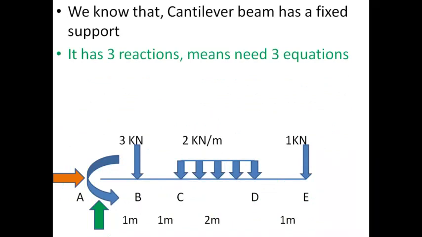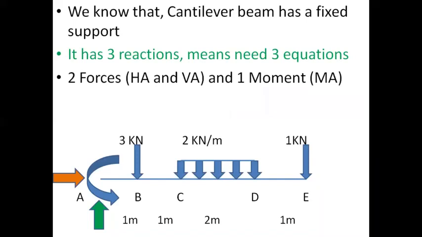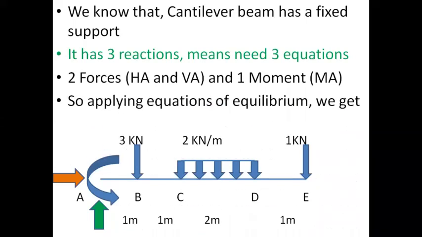Now to find the 3 reactions, we need 3 equations, correct? Which 3 equations should we take? That we already know that the 3 equations are nothing but the equations of equilibrium. Which are the equations of equilibrium? Summation Fx equal to 0, summation Fy equal to 0 and summation moment equal to 0, right? So to find the VA, we'll be having summation Fy equal to 0. To determine HA, we'll be using summation Fx equal to 0, and to find or to determine the moment MA, we'll be using summation moment equal to 0, right?